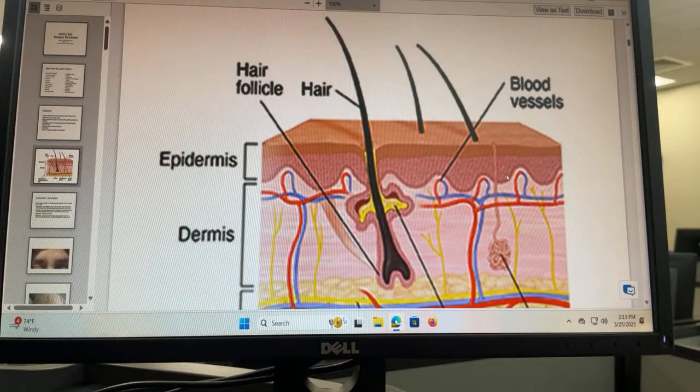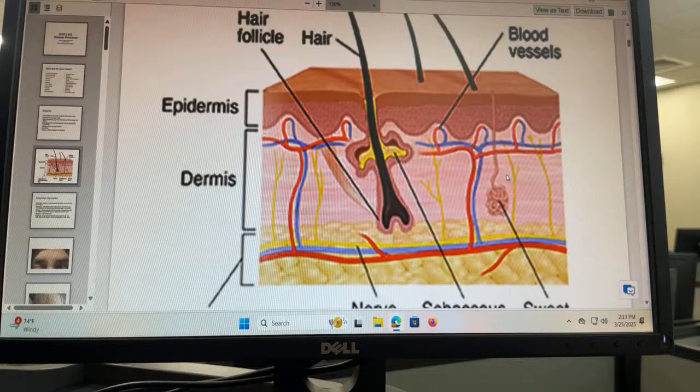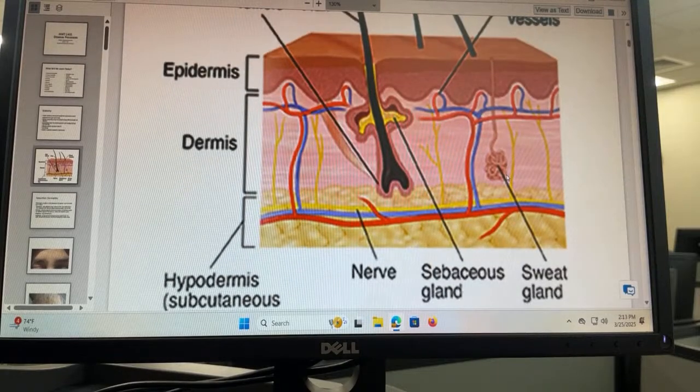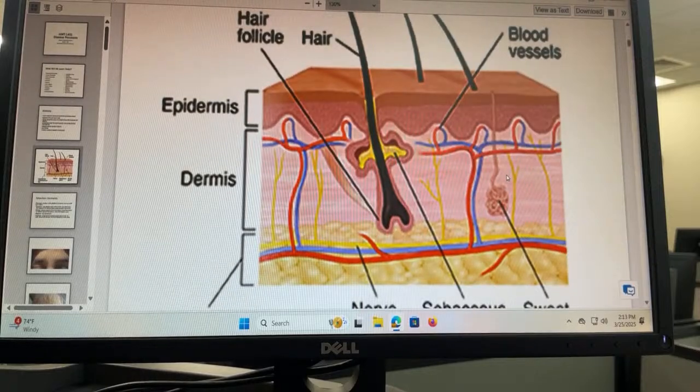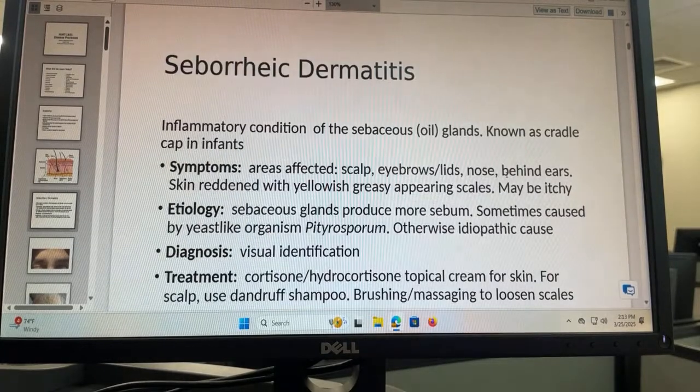And here's just a quick picture of what the different layers look like. So the top part is the epidermis, the middle part is the dermis, that bottom layer is the hypodermis, or subcutaneous layer. You can also see that the sebaceous glands is that yellow fluid surrounding the hair follicles, and then there are blood vessels and nerves and different things, what have you, in the skin as well.